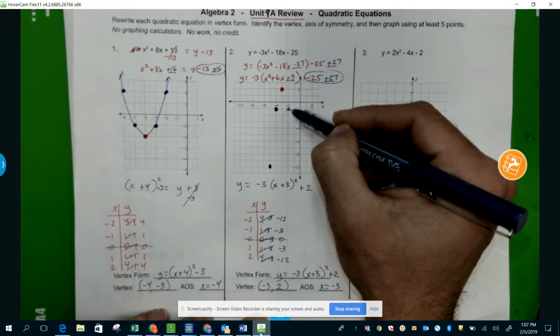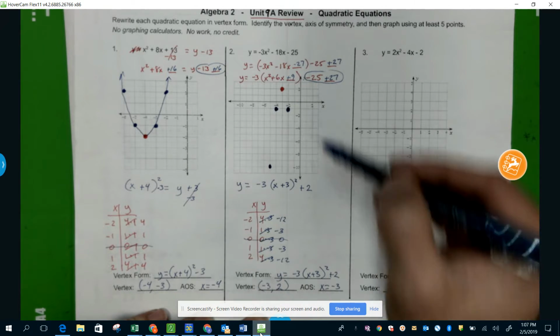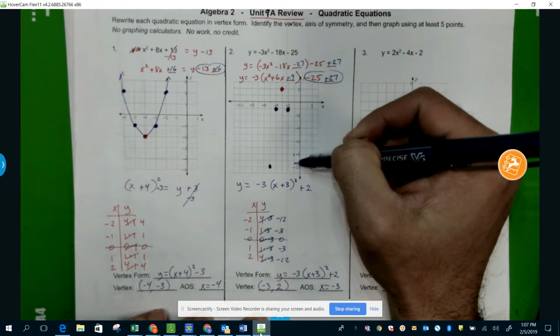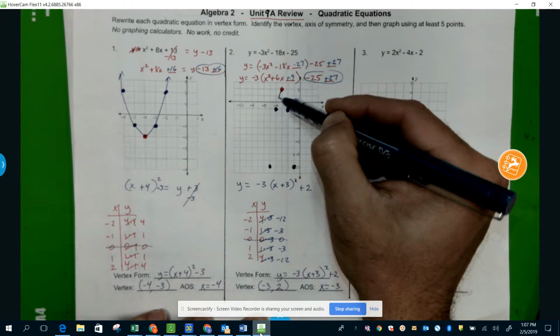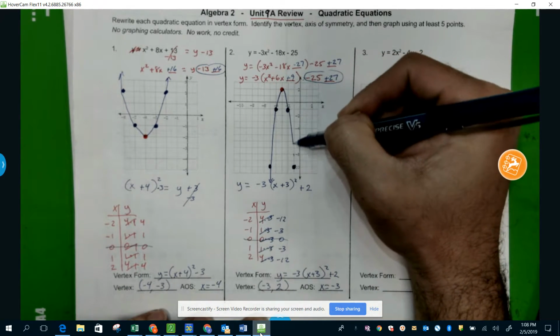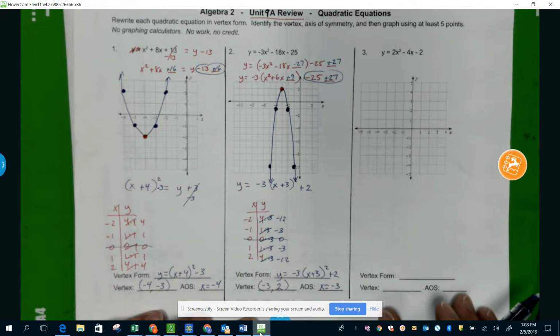Down 2, 3. Okay, should be a mirror image on both sides. And I'm going to go right 2 and down 12. 1, 2, down 12. I know it should end up right here because it's a mirror image. It should end up on the same line as the first one. Okay, there's the second graph.